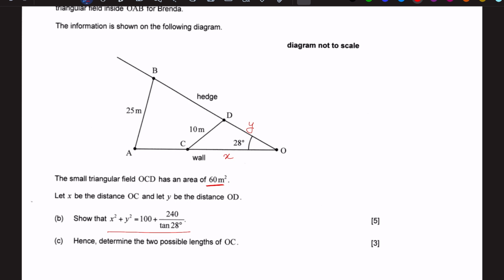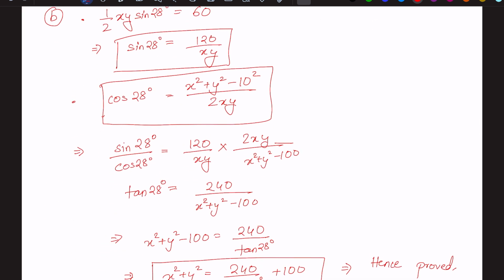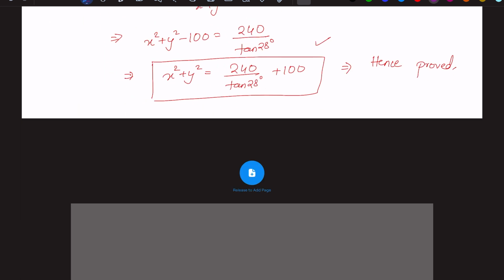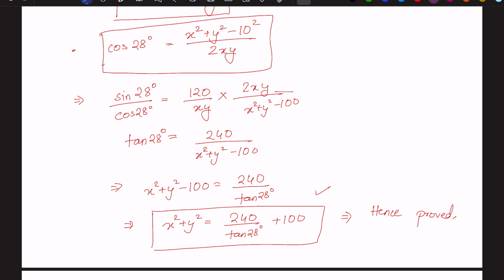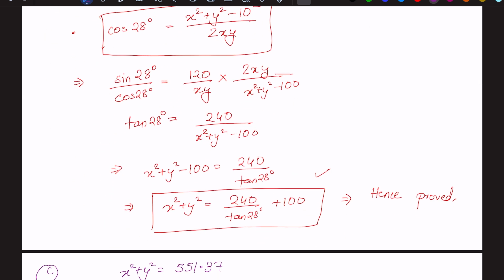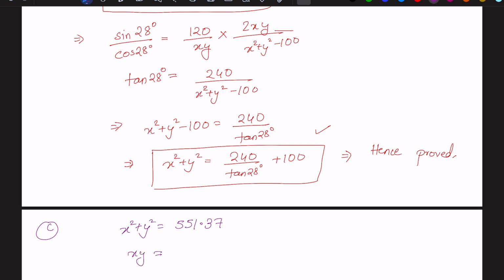So to determine two possible lengths of OC, we can use these two equations to solve for x. It's a simultaneous solution. So for part C, x squared plus y squared, if I simplify this side, it will become 551.37. And for xy, it's 120 by sin 28. So if I do that, 120 by sin 28, I'll get 255.61. Now we just have to solve these two simultaneous equations for the value of x.